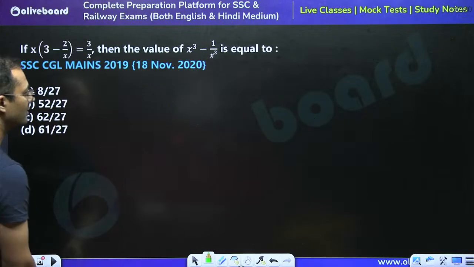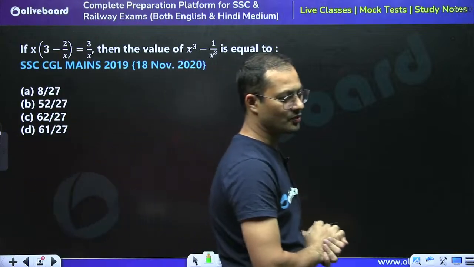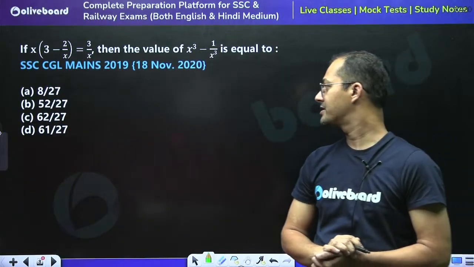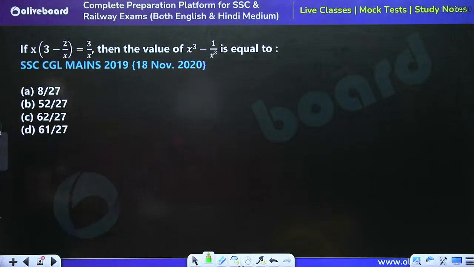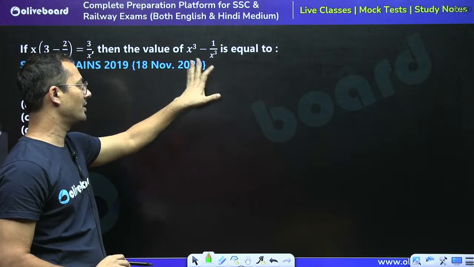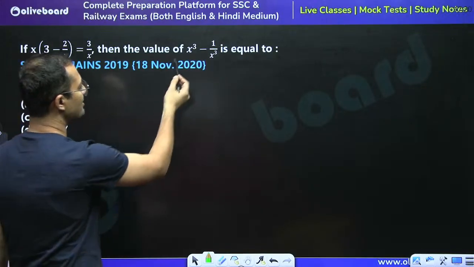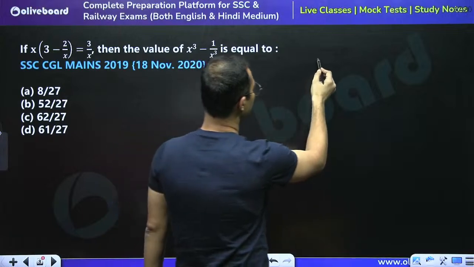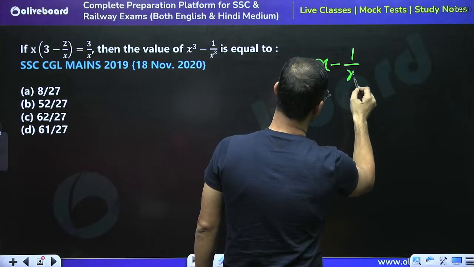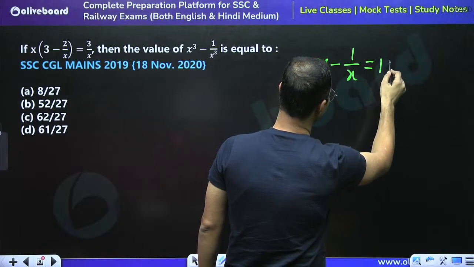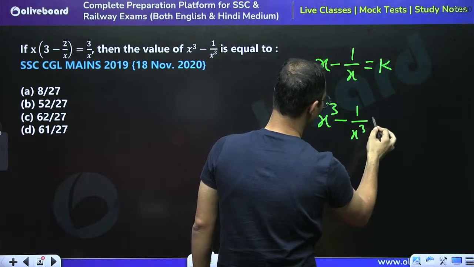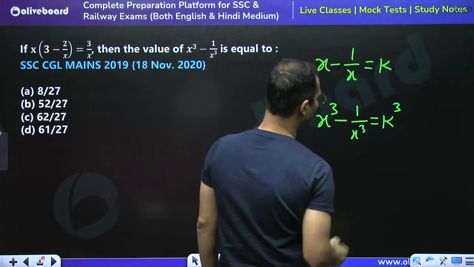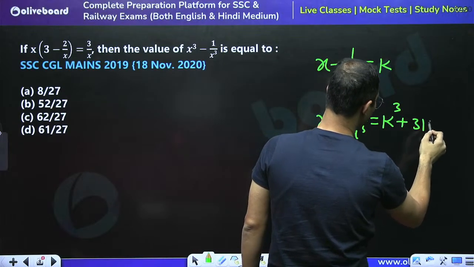Now moving forward. Now tell me what is the answer for this question. See, if x into the bracket 3 minus 2 upon x is equal to 3 by x, then find the value of x cube minus 1 upon x cube. To answer x cube minus 1 upon x cube, we must know the value for x minus 1 upon x. If x minus 1 upon x is equal to k, the value for x cube minus 1 upon x cube is going to be k cube plus 3k.